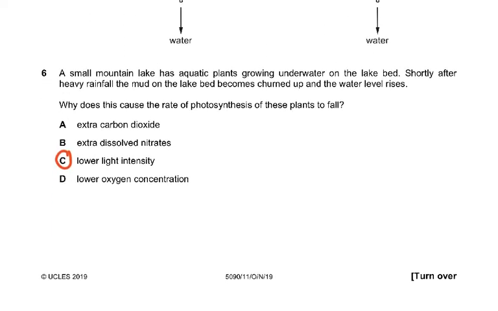Then coming on to question number 6. A small mountain lake has aquatic plants growing underwater on the lake bed. Shortly after heavy rainfall, the mud on the lake bed becomes churned up and the water level rises. Why does this cause the rate of photosynthesis of these plants to fall?